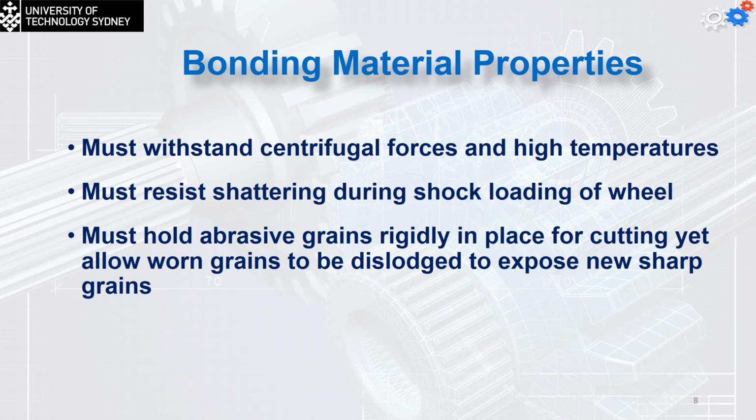The bonding material properties. First, it must withstand the centrifugal forces and very high temperatures, because we are going to have contact, we are going to have very high temperature. It must resist shattering during the shock loading of the wheel. So if you are going to have a direct contact, a very high impact between the wheel and the part, it should resist the fracture, because that's for the safety of the people who are standing around.